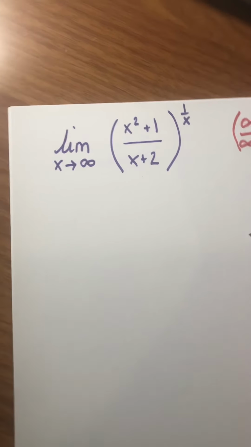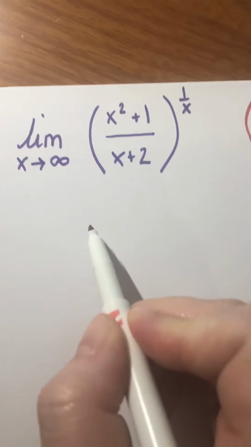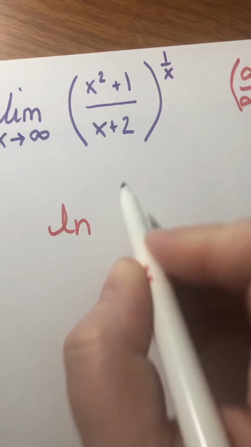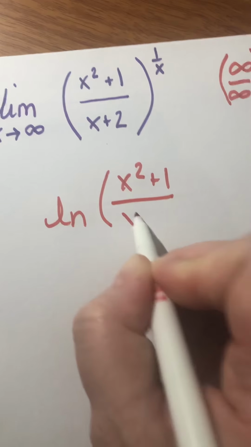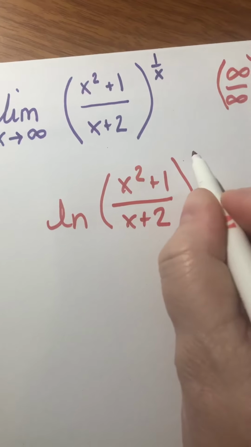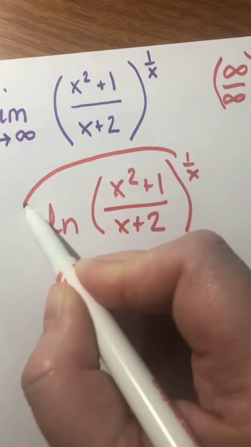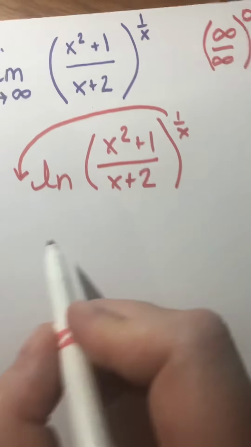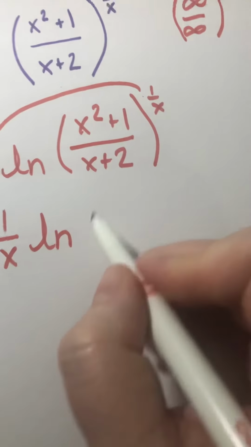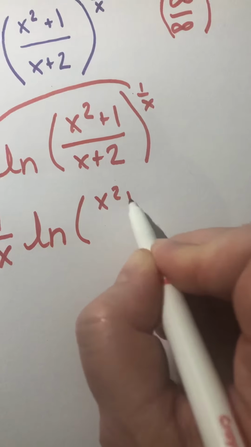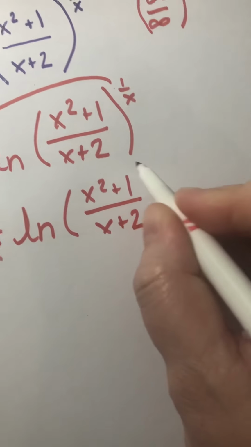So I'm going to use logarithms to actually go through and solve this. What I mean by that is I'm going to do ln of this whole thing. What that allows to happen is it allows this exponent to drop clear out here in front. So I'd have 1 over x times ln of x squared plus 1 over x plus 2.